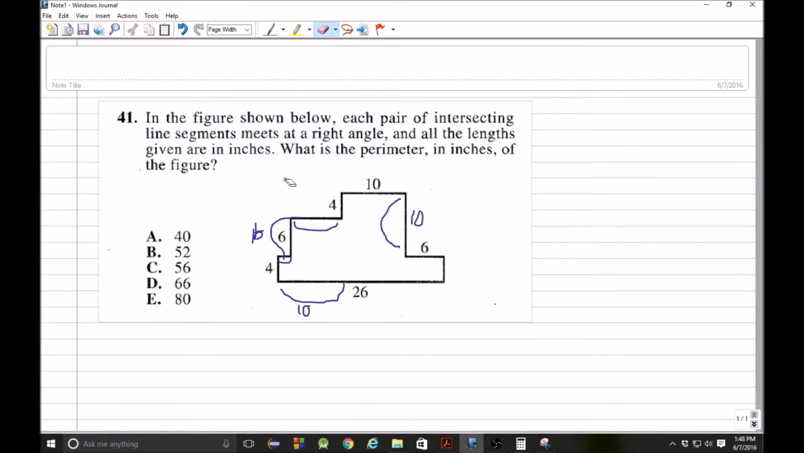So from there, we can tell that these horizontal sides are 10 plus 10 plus 6, which is 26. So 26 plus 26. So we have 26 plus 26 for the horizontal sides, which is 52. And then for the vertical sides, we have 4 plus 6 plus 4 plus 4 plus 6 plus 4 plus 4, since this is congruent to this, plus 4 plus 10.